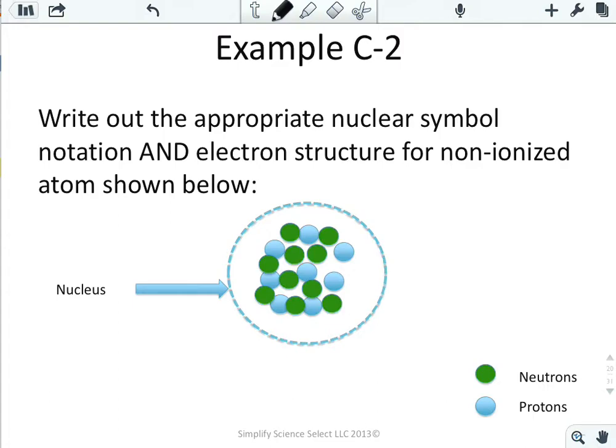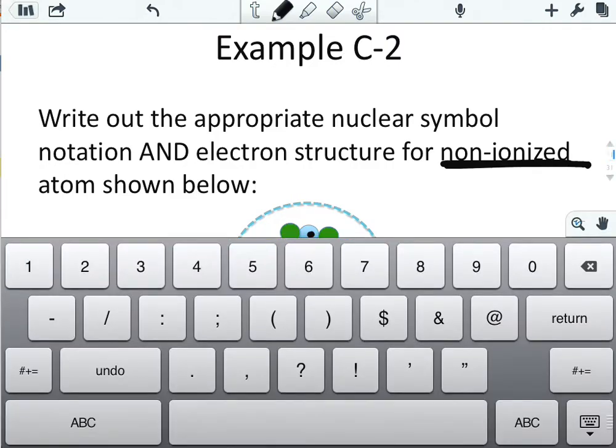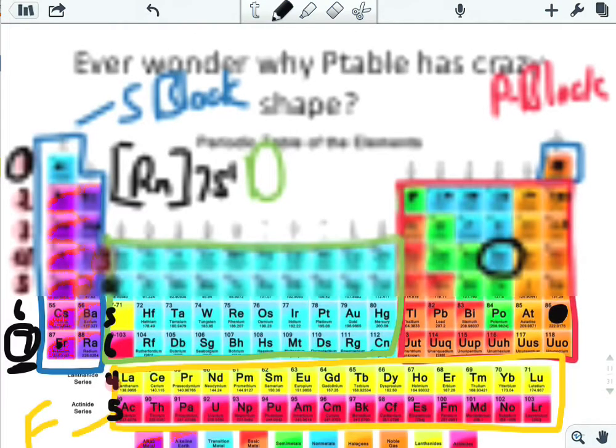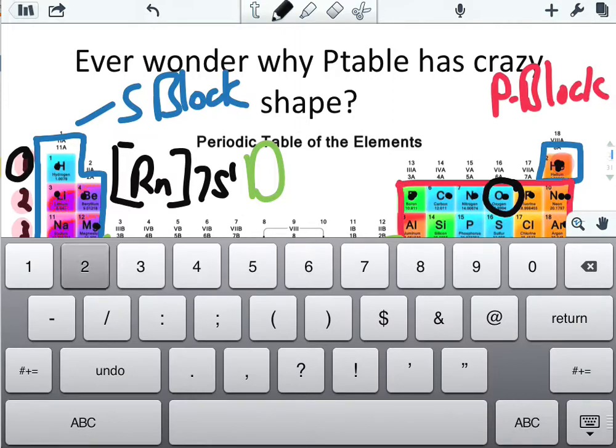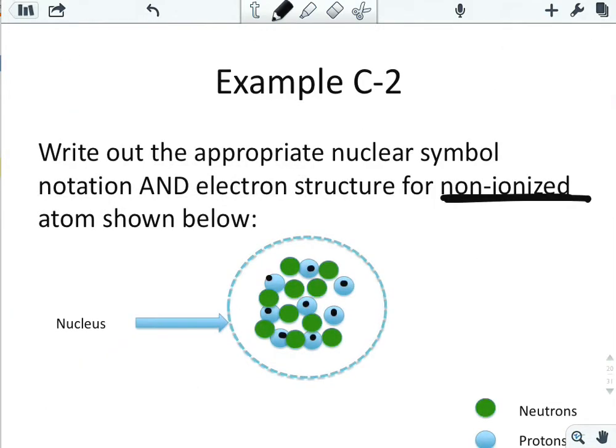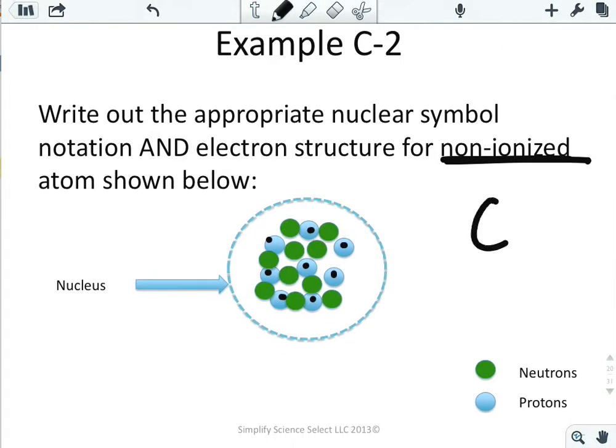Okay, next example. It says write out the appropriate nuclear symbol notation and electron structure for the non-ionized atom shown below, so we don't have a positive or negative charge. Looking at this, the blue dots are going to be protons, so we count those up: 1, 2, 3, 4, 5, 6, 7, 8. So we have 8 protons. We can look on our periodic table, and 8 protons gives us oxygen. There's our oxygen. So we know our symbol is going to be O.